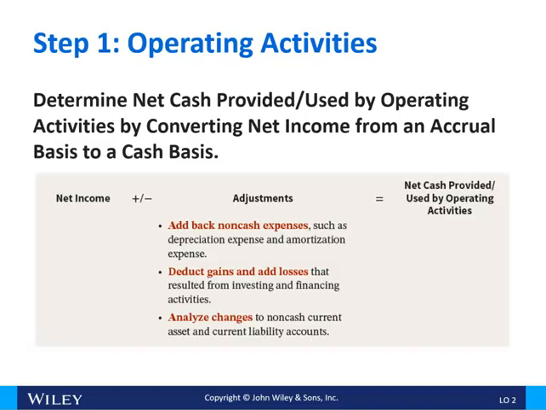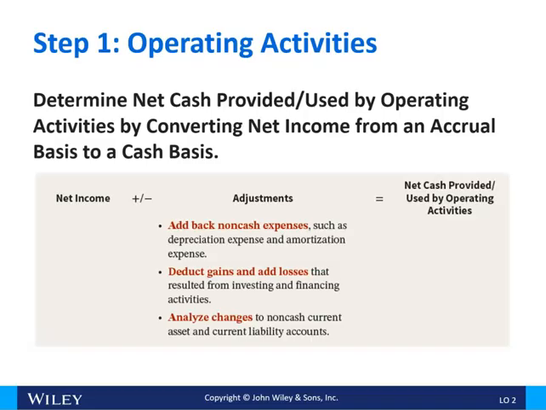Then we're going to deduct gains and add losses resulting from investing and financing activities. So if our income statement shows a gain, we're going to subtract that. If the income statement shows a loss, we're going to add that back. The reason is we're going to account for the cash in the investing and financing sections, so we don't worry about the gains and losses there, even though we have to report them on the income statement. So we deal with that in a different section.